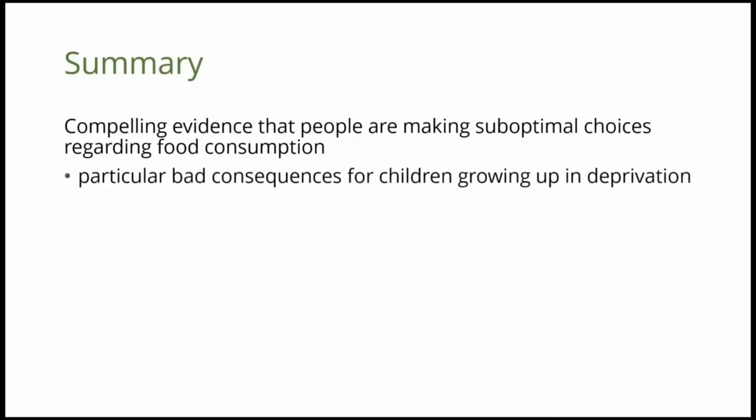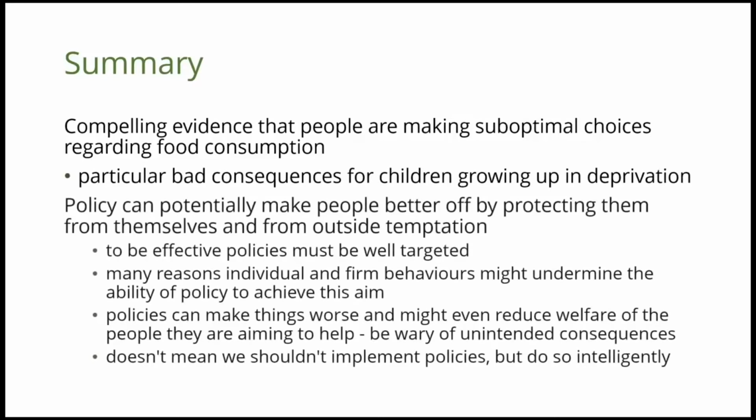So to summarize, there's compelling evidence that people are making suboptimal choices regarding food consumption, particularly the bad consequences for children growing up in deprivation, both because the choices that are being made by them and their parents are poor, but also because the consequences are likely to be larger in the long run due to the lack of compensatory investments. Policy can potentially make people better off by protecting them from themselves and from outside temptation, but to be effective, policy has to be well targeted.